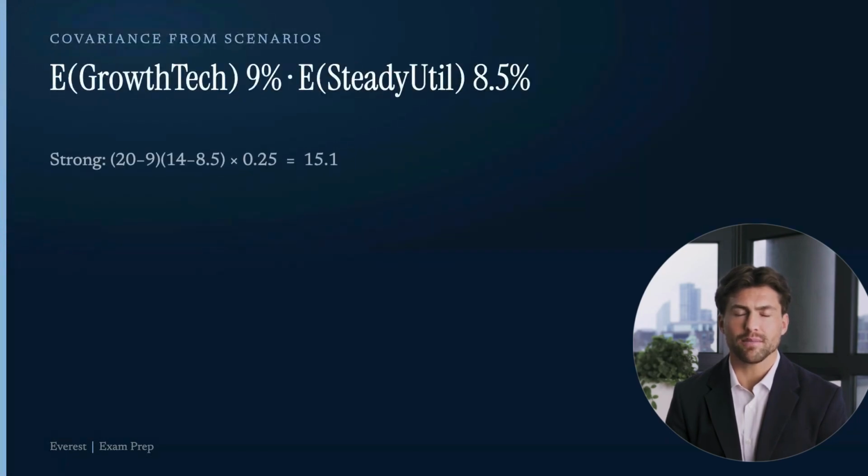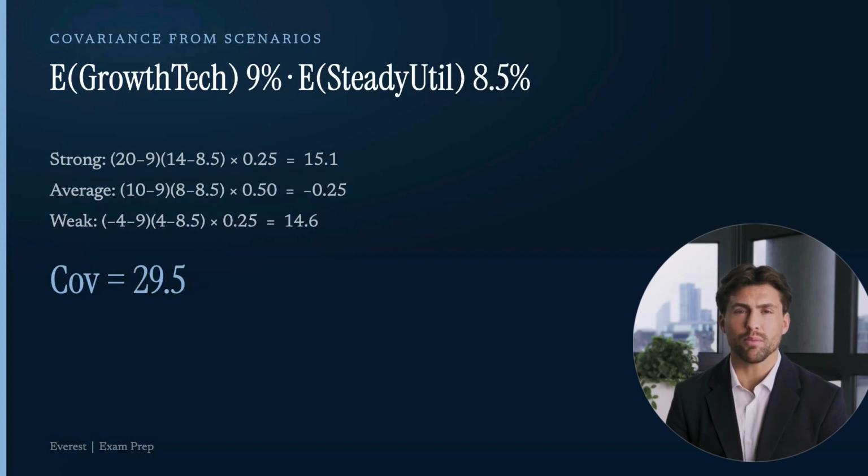Each stock's expected return is its own probability weighted average: 9% for growth tech, 8.5 for steady util. For each scenario, multiply the two deviations together, then weight by that scenario's probability. Add the three results, and the covariance between growth tech and steady util is 29.5.